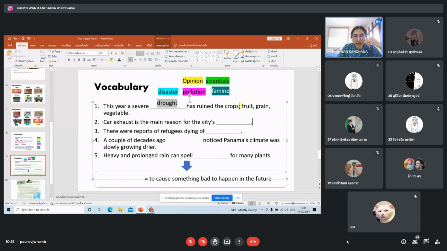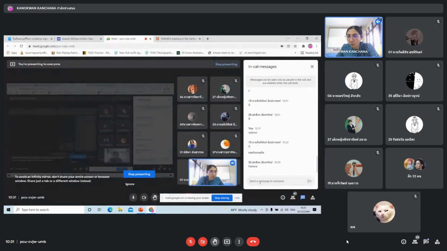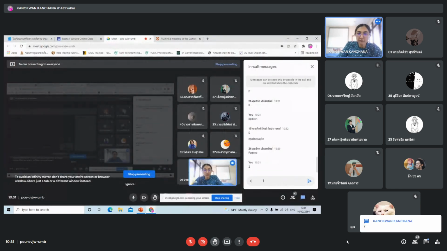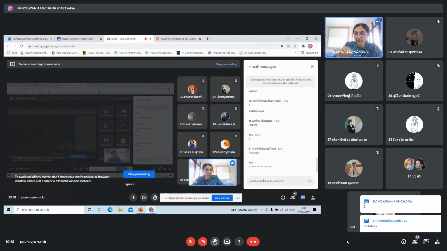Next to number 2, everyone, car exhaust. Talking about exhaust, that means the smoke from the car. Car exhaust is the main reason for what, everyone? The smoke from the car.